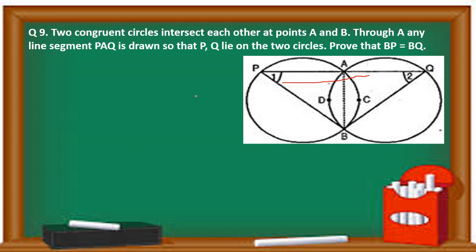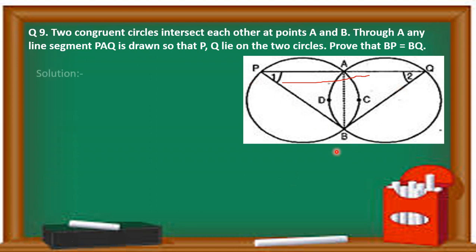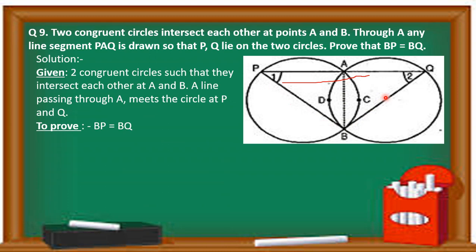Now here we have to prove that BP is equal to BQ, and we are given that the two circles are congruent circles and they intersect each other at points A and B. Now let's take the solution of this. We join these two intersection points of the congruent circles, that is AB. AB is the common chord, the chord of the first circle as well as the second circle.